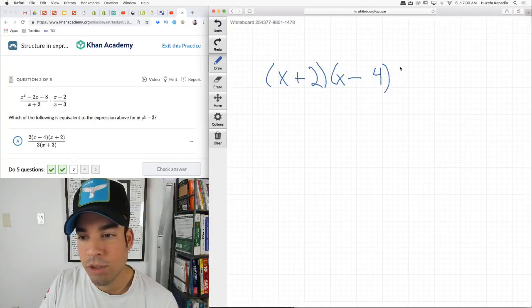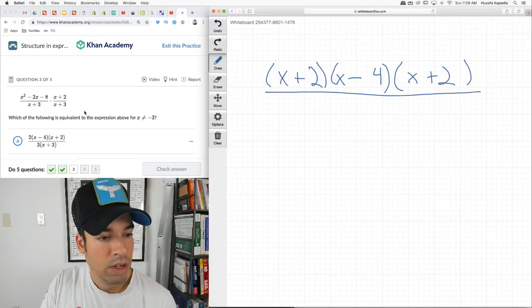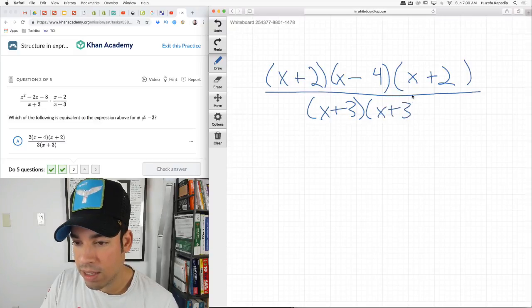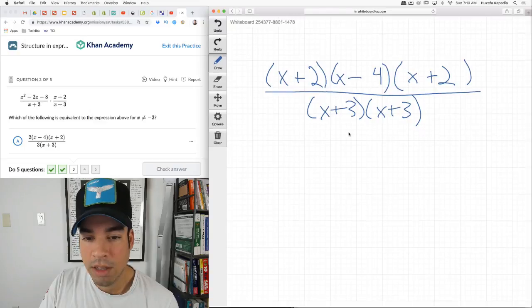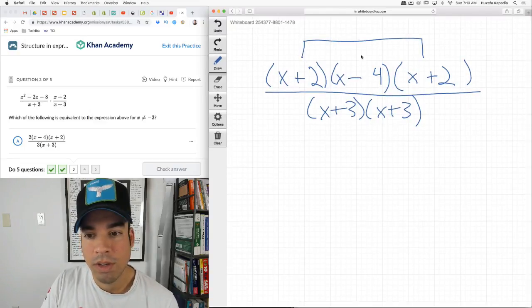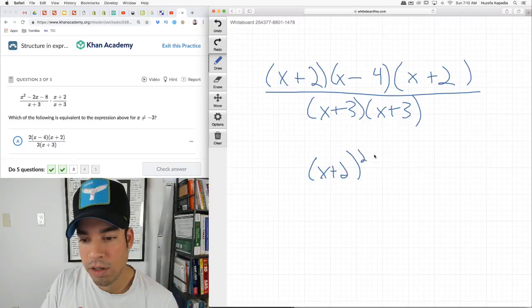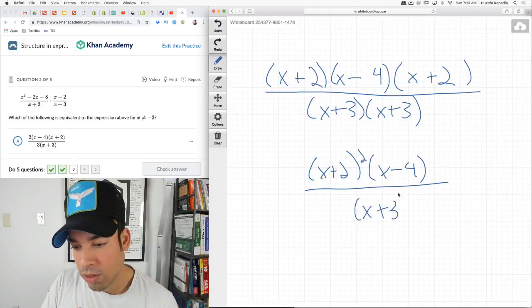So that's correct. And I'm just going to connect everything together because they're all multiplying anyways. So this x plus 2 is that one. And then we've got x plus 3 like this. So it looks like we're not going to be able to cross anything out. The only thing we could do is these guys are the same expression, so I could rewrite this as x plus 2 squared times x minus 4 over maybe x plus 3 squared.